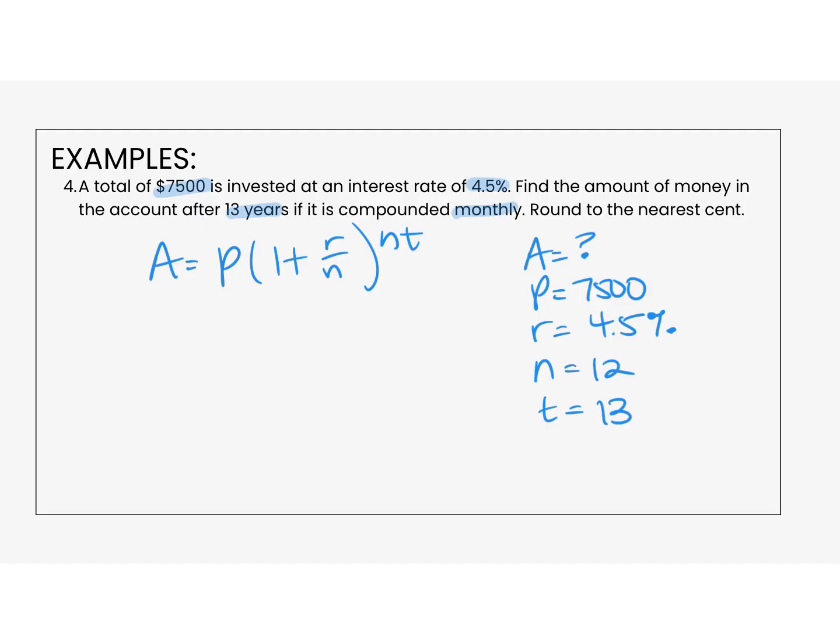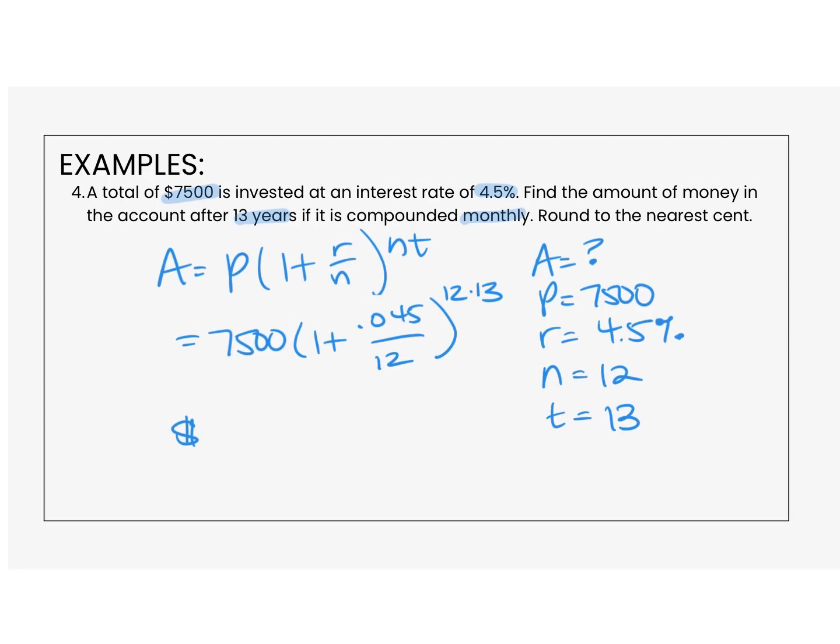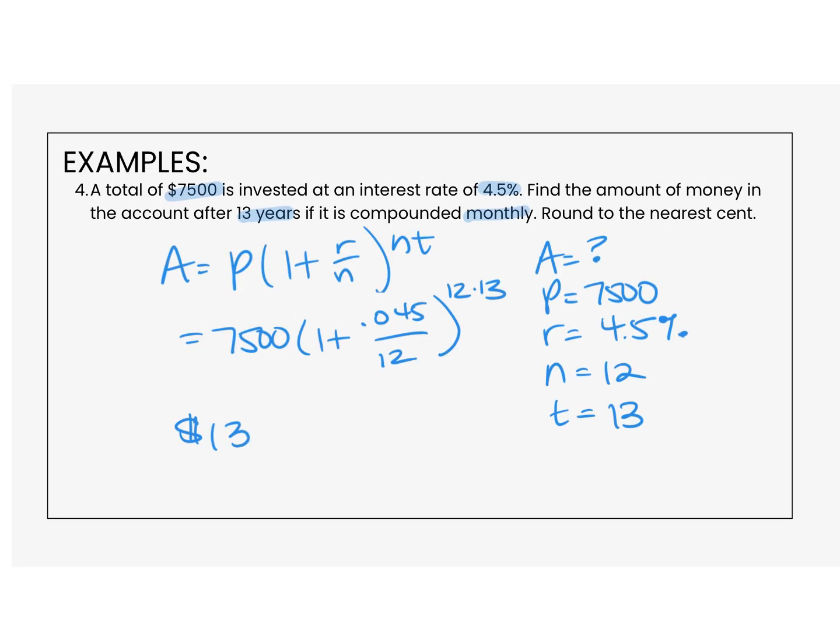So this one is just a plug and chug because I'm looking for the balance. So I'm just plugging in everything I know. So 7,500 times (1 plus 0.045 over 12) to the 12 times 13. So I'm plugging this into my calculator exactly as it is, and that gives me a balance of $13,447.71.